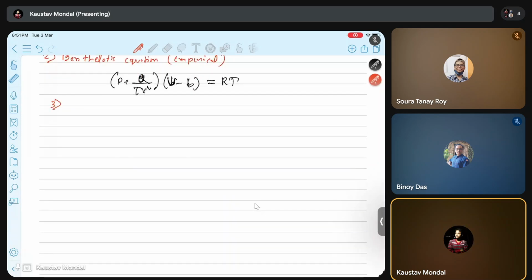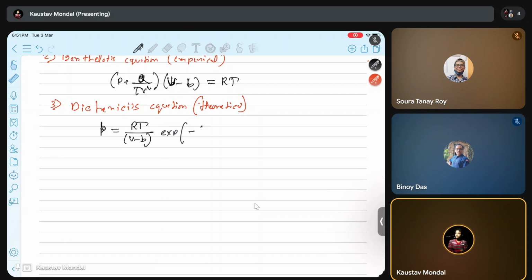Next is the Dieterici equation. This is theoretically proved actually. So this equation looks like this: P equals RT over V minus B, times exponential of minus A over RT V.